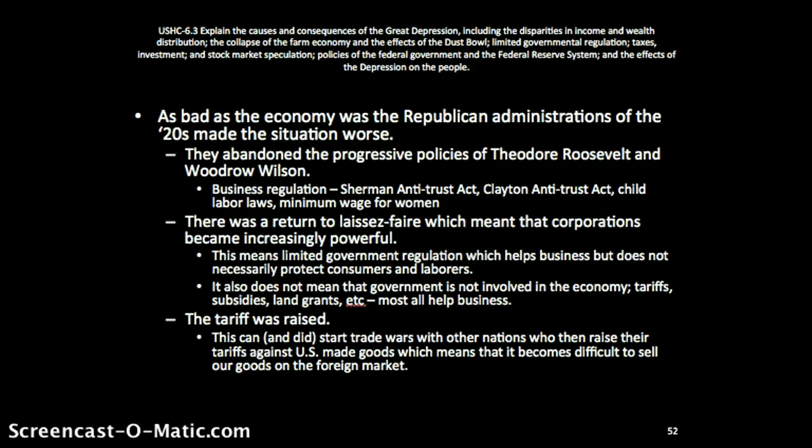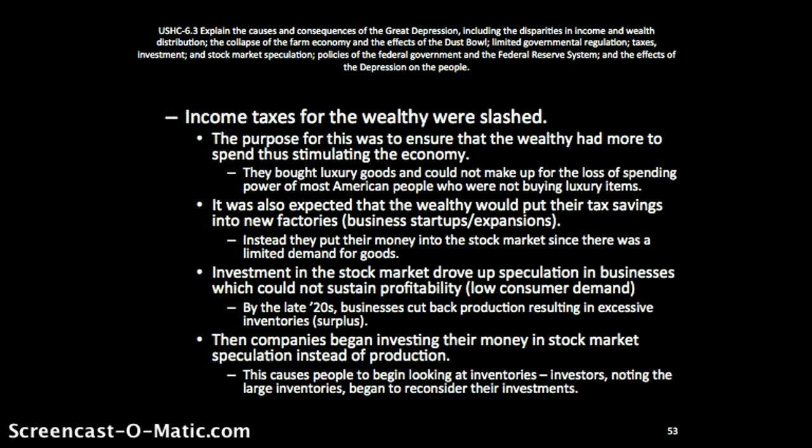Another thing that happened was they raised the tariff. And as they raised the tariff, other countries raised the tariff. And so it starts a trade war where the US and other countries are basically not going to really trade with each other, and it's difficult to sell our goods to foreign markets. They also cut income taxes for the wealthy.